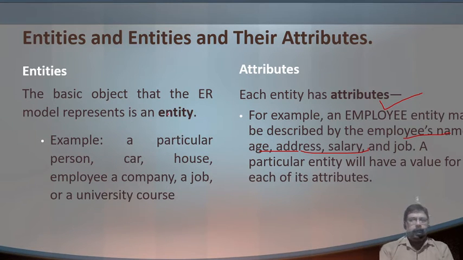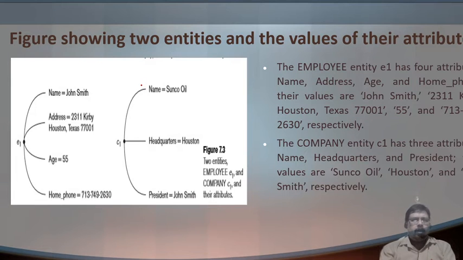Attribute means that each entity has an attribute. Attributes you can take as properties of the entity, such as name, address and all these things. Those things we can call attributes. Now let us discuss two entities and the values of their attributes.